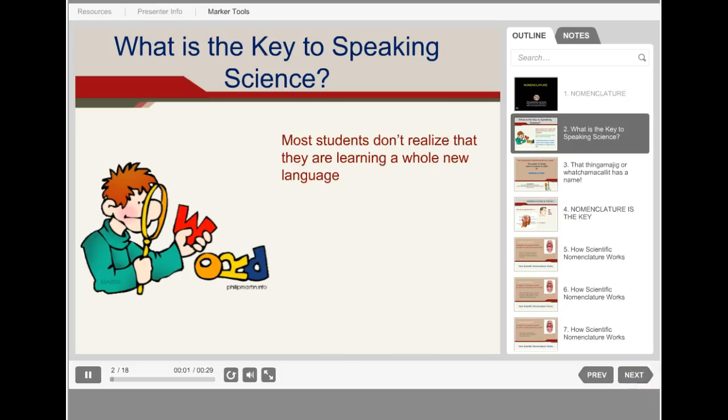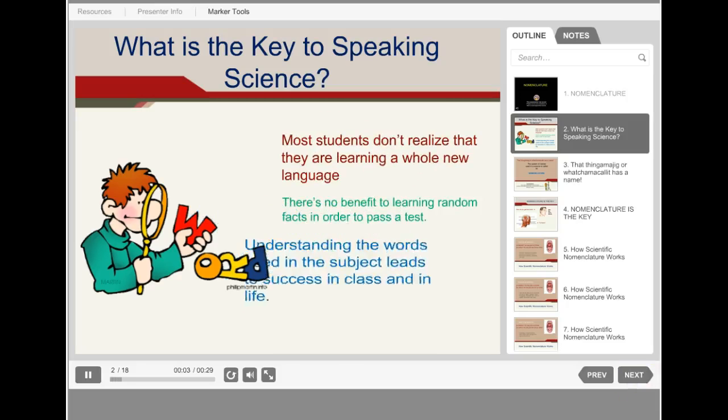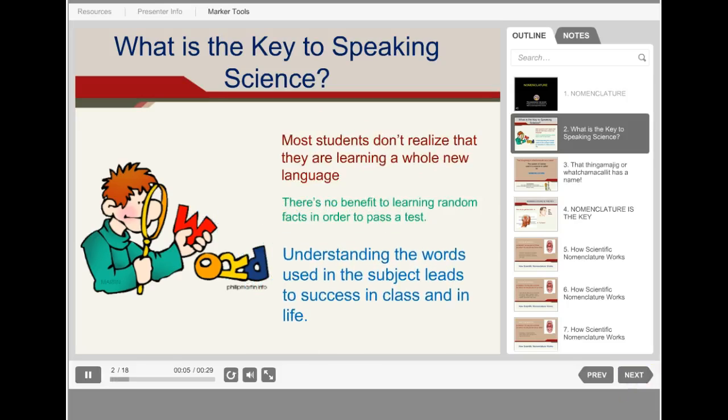When studying science, most students don't realize that they are learning an entirely new language. There is no long-term benefit to memorizing facts simply for the purpose of passing a test. Although some memorization is always required in study, understanding the words used in a subject is the key that leads to success in a subject and in life.